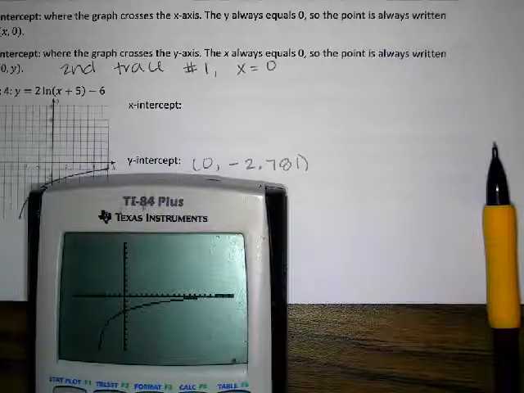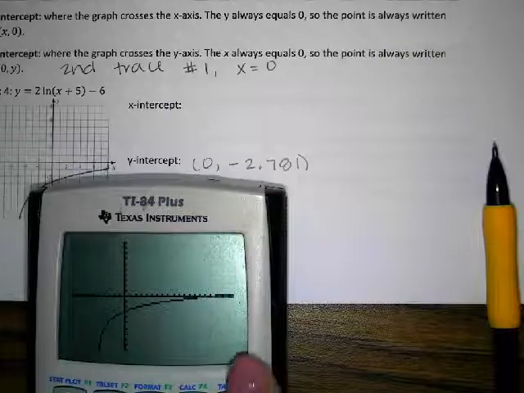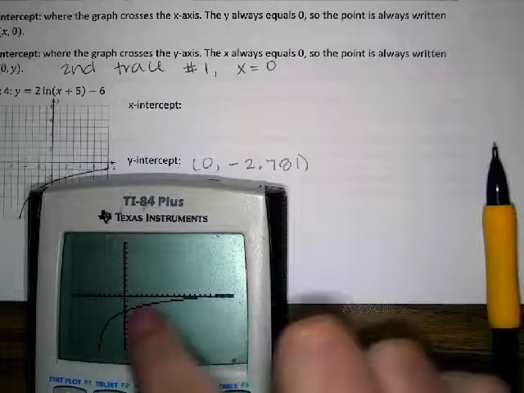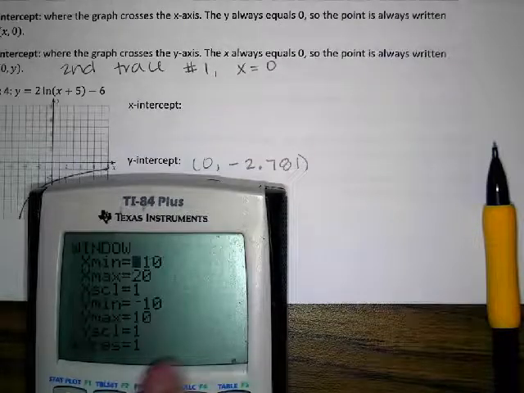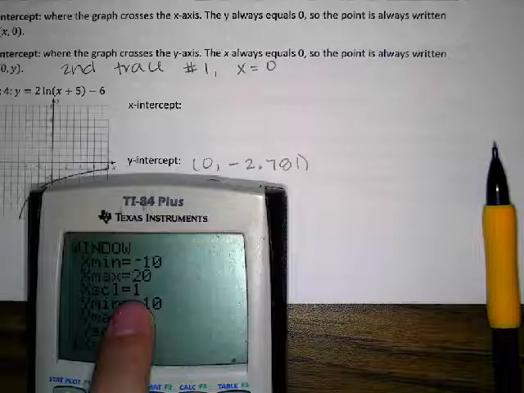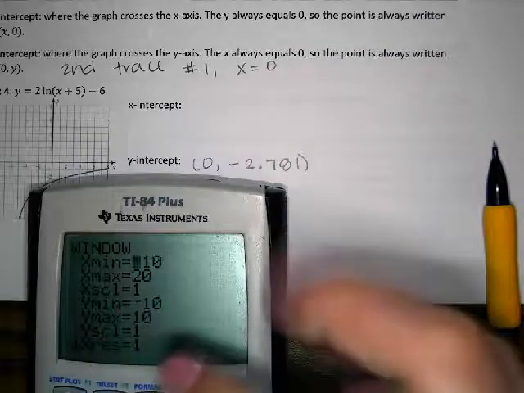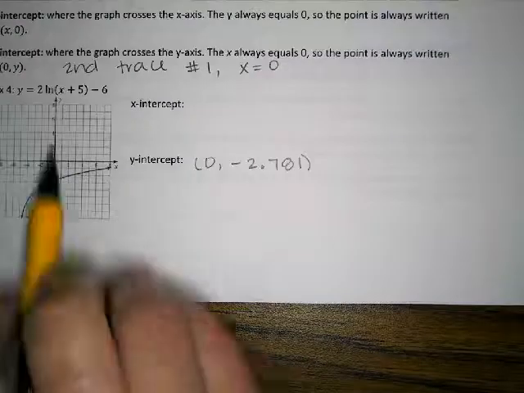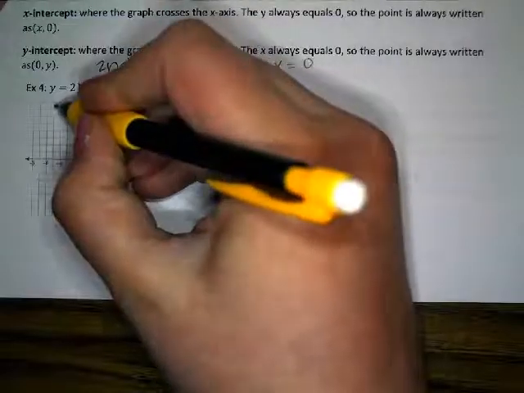What's the dotted line? This is the axis, and the reason it looks like it has dots is because it doesn't graph them on the calculator, but it's at -5, and so it's right here.